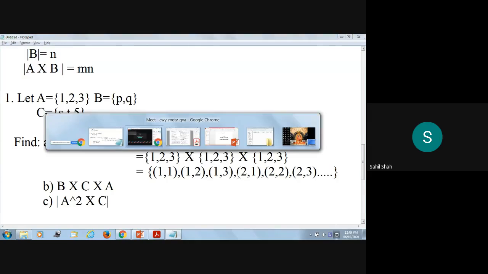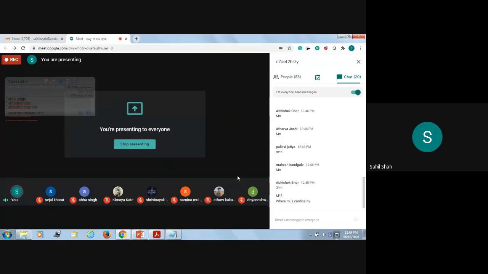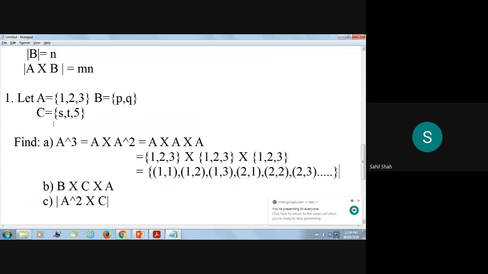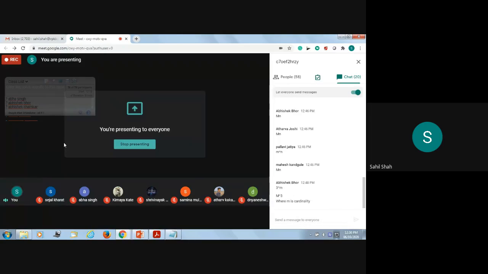Can you tell me quickly what is the cardinality of set A? So in this case, A cube, we are observing that the cardinality of A is 3. So we will have 3 raised to 3, coming out to be 27. So you must have 27 pairs in your A cube. You can cross check later on.